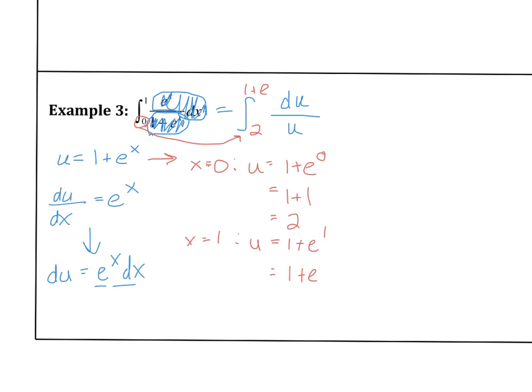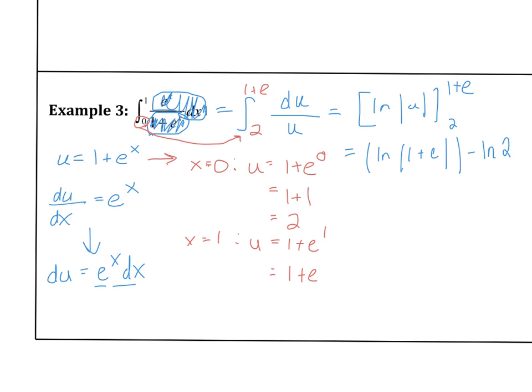All right, so now let's go ahead. We've got a very simple integrand, right? This is going to evaluate to the natural log of u. Since it's a definite integral, we don't need a constant of integration, but we will have to evaluate it from 2 to 1 plus e. Alrighty, so let's do the definite integral. We'll have the natural log of 1 plus e minus the natural log of 2.